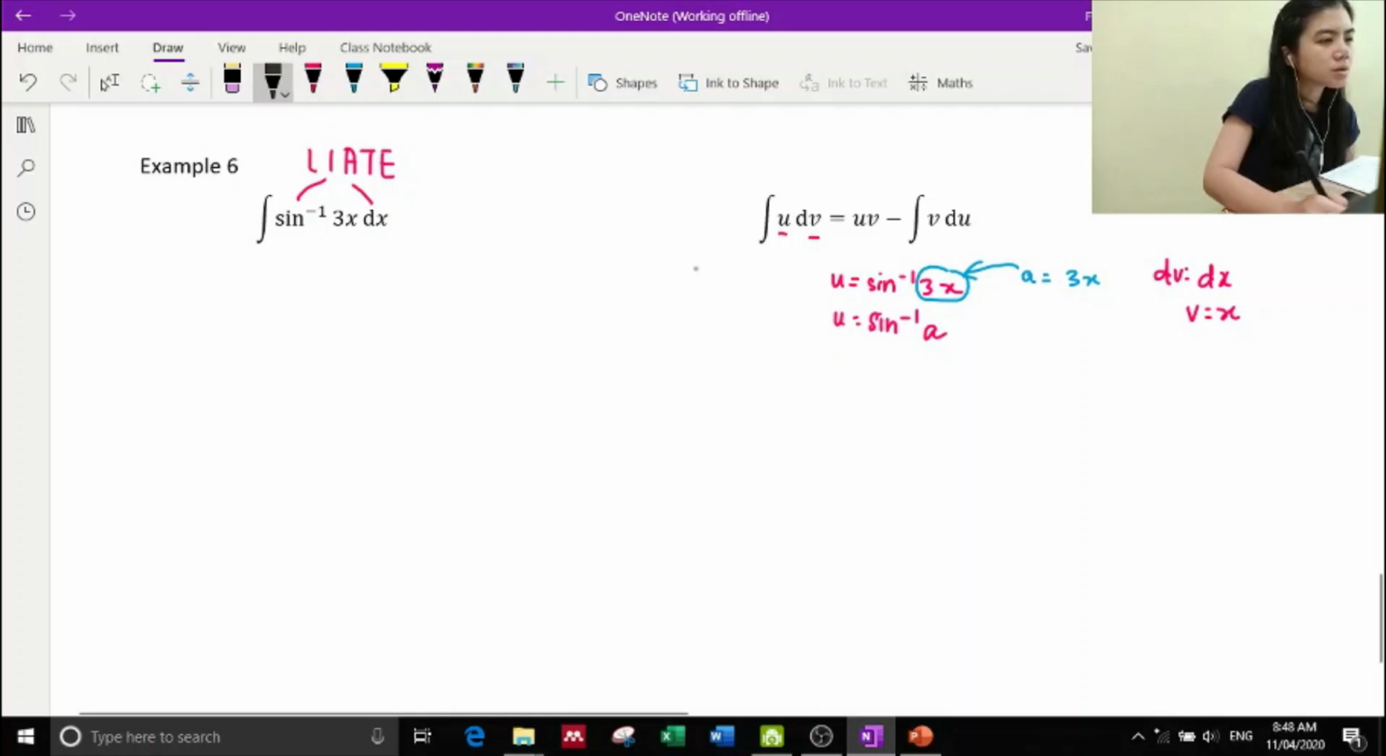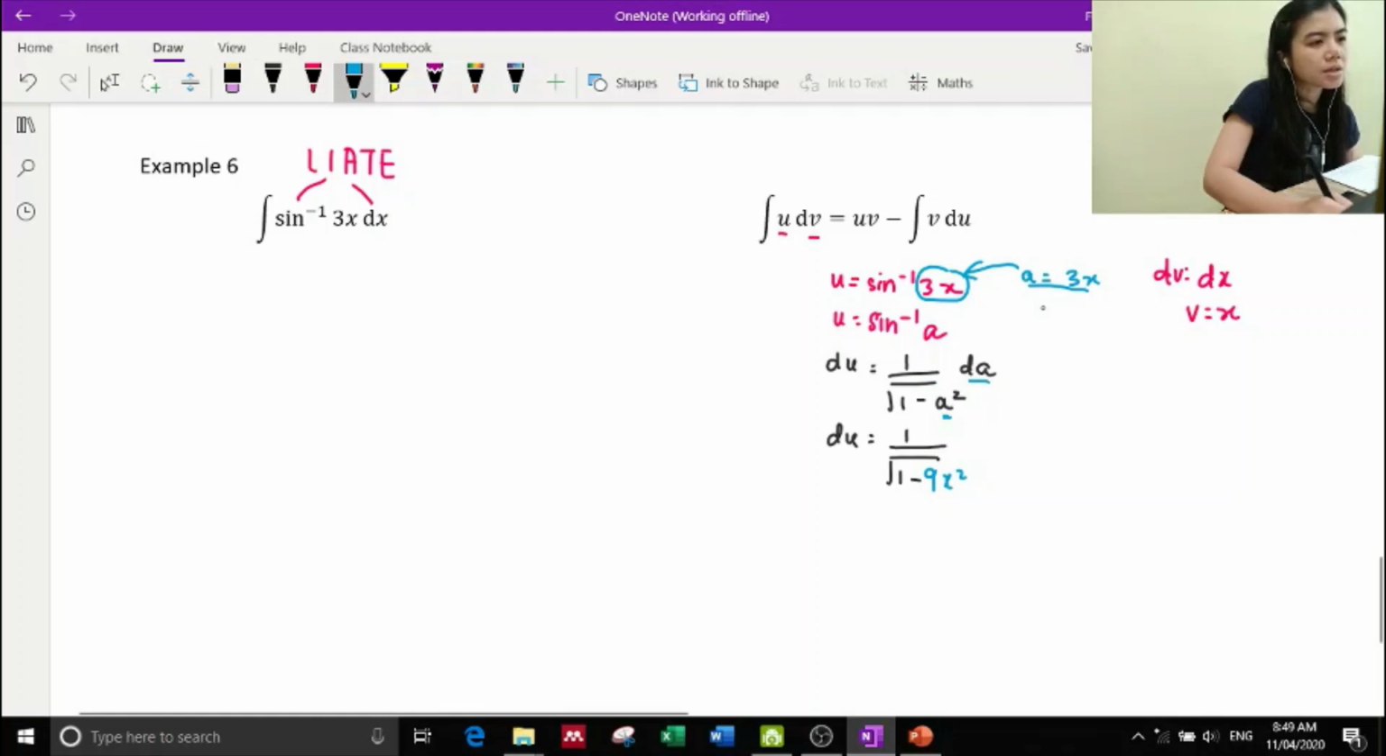Now, it is easier to differentiate this one. If you differentiate this one, we have a formula for this. This is actually 1 minus a squared dA. And now you have to substitute. What is your a? Your a is actually 3x. So what is a squared? Your a squared is 9x squared. And we have dA here.